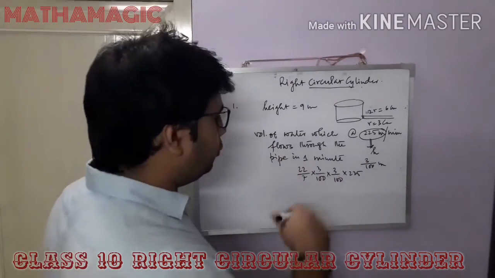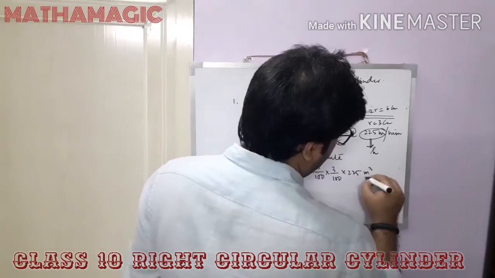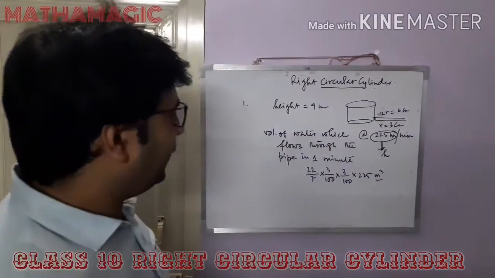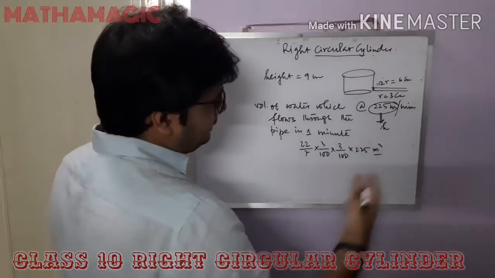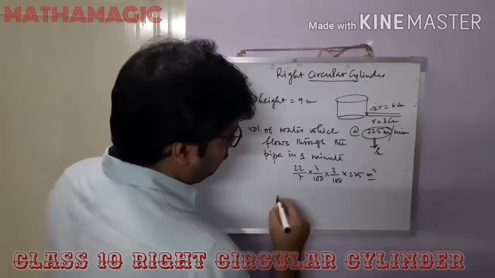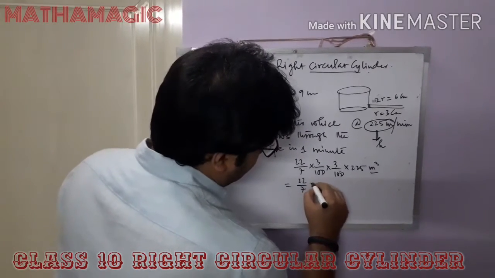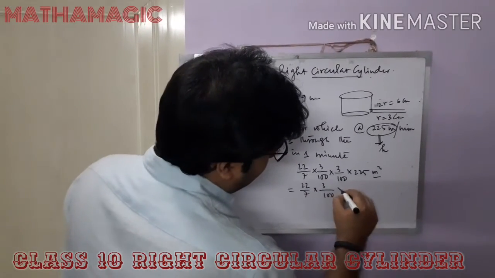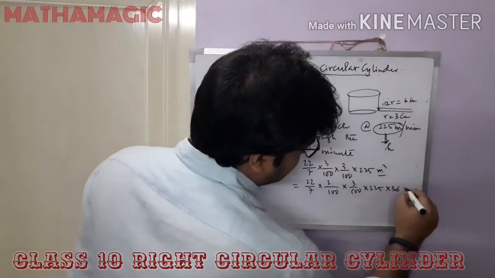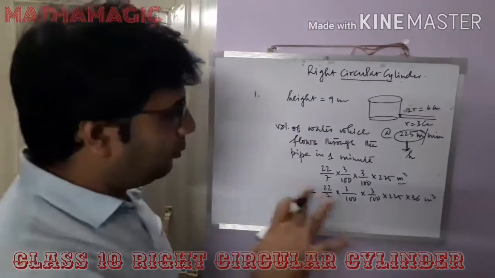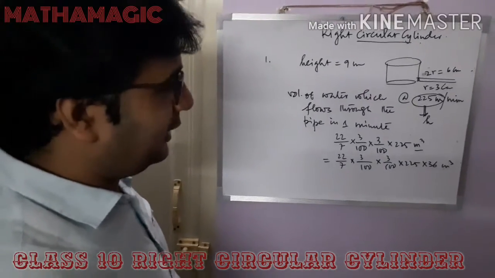Now this is the volume of water, in meter cube. So this much volume of water is flowing through the pipe in 1 minute. But the tank is getting emptied in 36 minutes. So in 36 minutes, we just multiply this by 36. So 22 by 7 into 3 by 100 into 3 by 100 into 225 into 36, that is in meter cube. That will be the volume of water which is flowing through the pipe in 36 minutes.